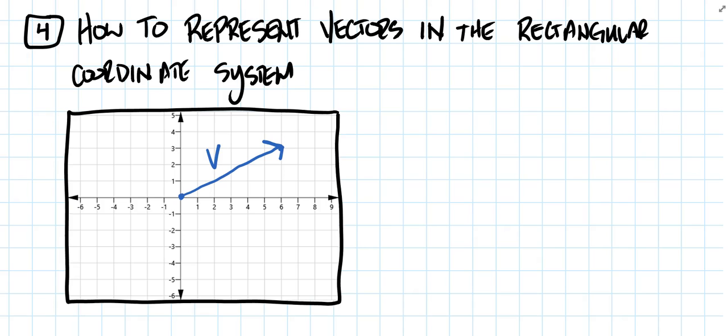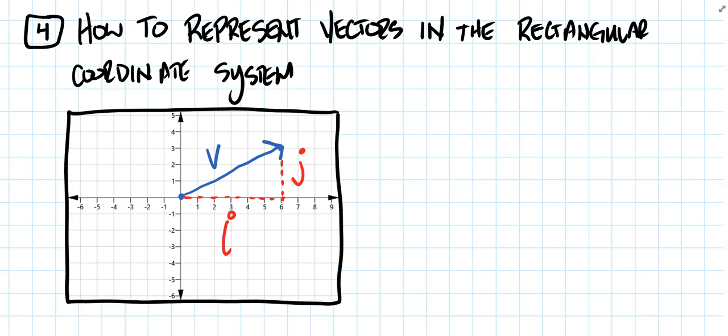Okay, last box here is how to represent a vector in the rectangular coordinate system. So take for a moment this blue vector, vector v. What we're going to do is learn how to break down vector v into its components. It's going to be an x component and a y component, although when we're talking in vector land, we talk about i's and j's. So the i component is the horizontal component and the j component is the vertical component.